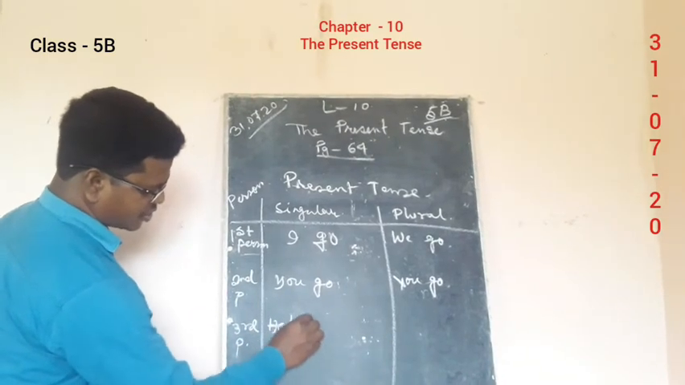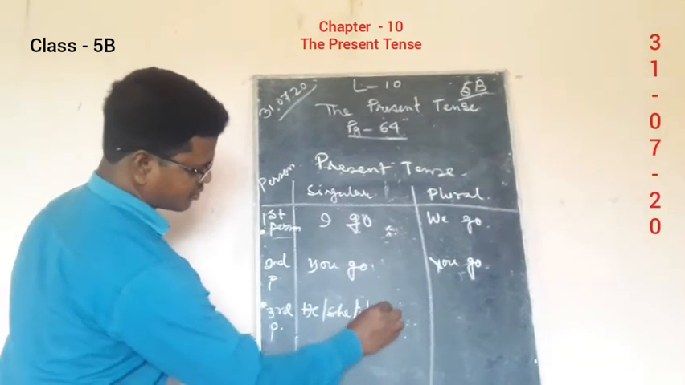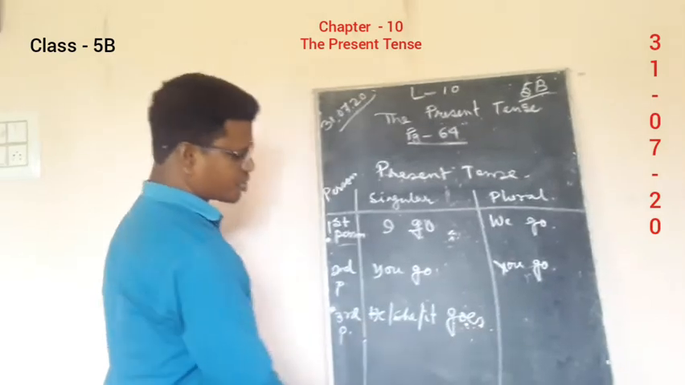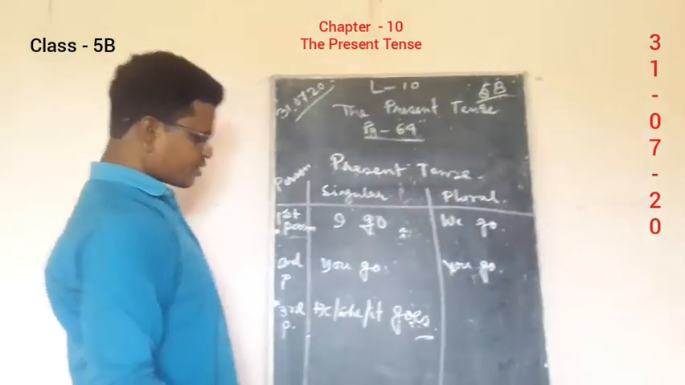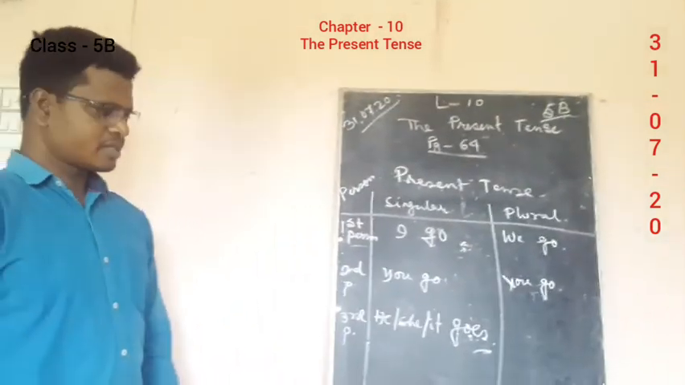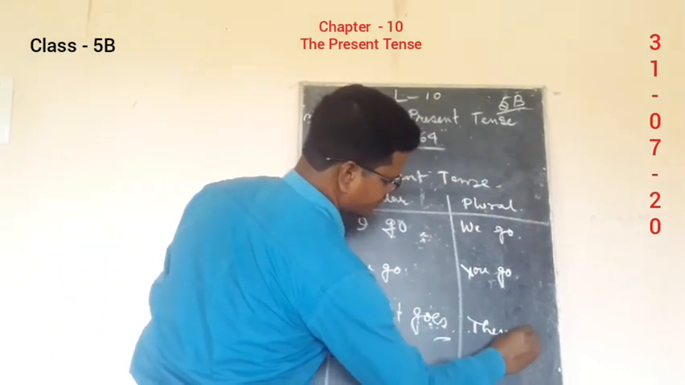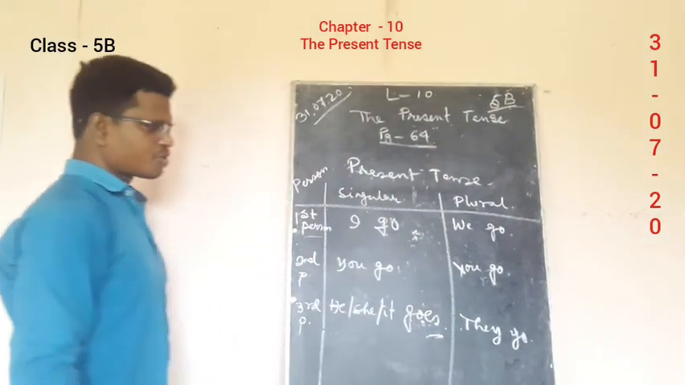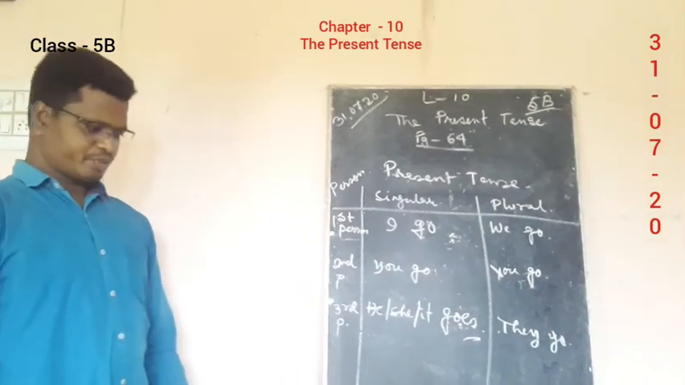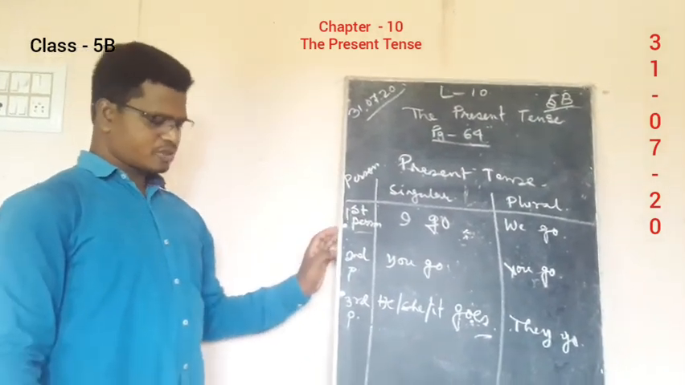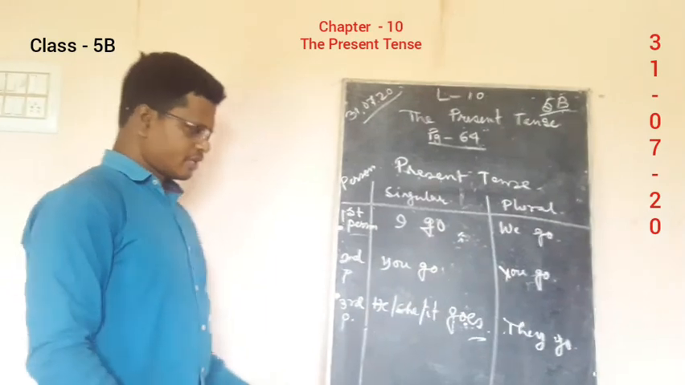he, she, it, goes. So dear students, you must remember that in the third person singular we add s. Then third person plural, they go. So this is what you are going to write in your copy. So please write down this in the copy and learn.